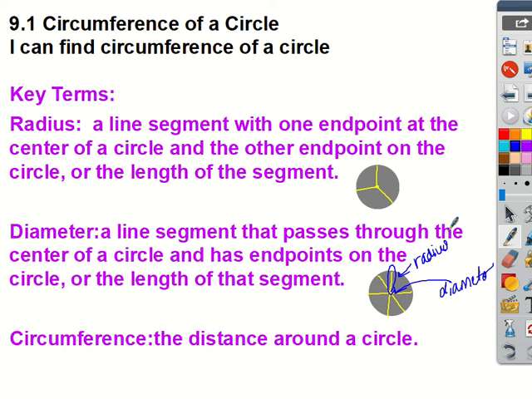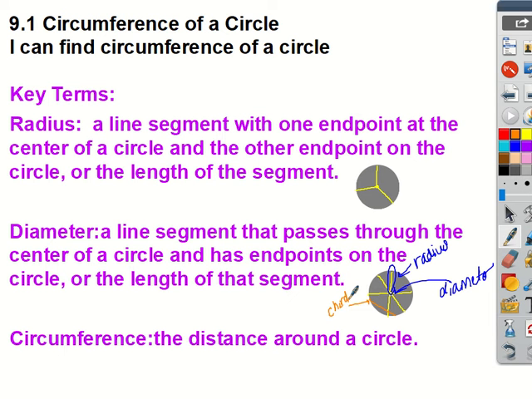Now, don't get confused. If I have a line like this, that is not a radius or a circumference or a diameter. That is what we call a chord. A chord is a line segment that touches two different sides of the circle, but it does not cross through the center, okay? So we never use the chord to solve anything in regards to radius, diameter, or circumference.